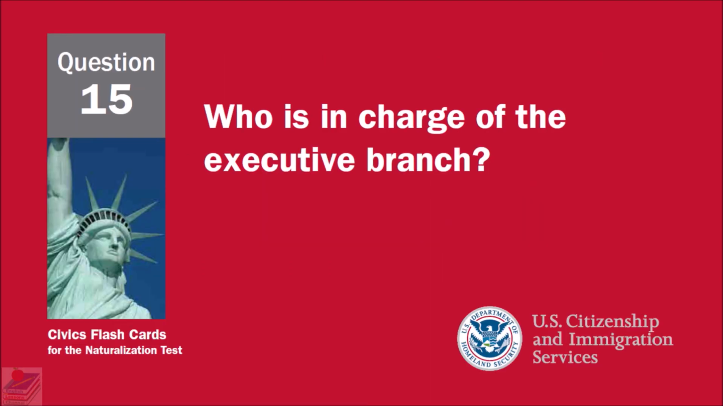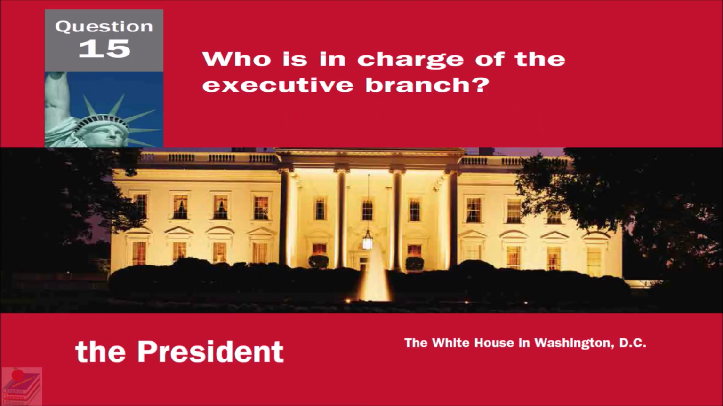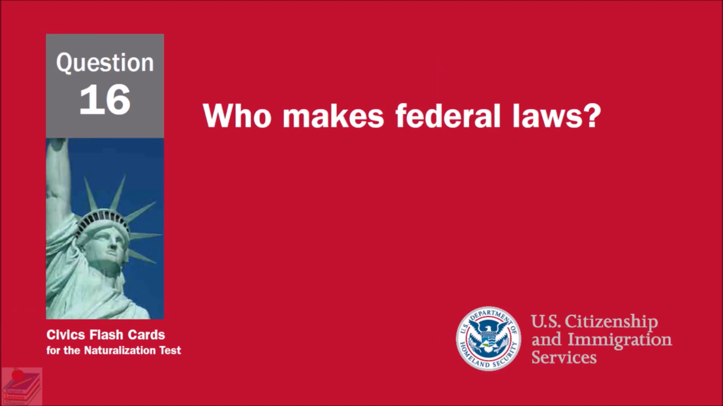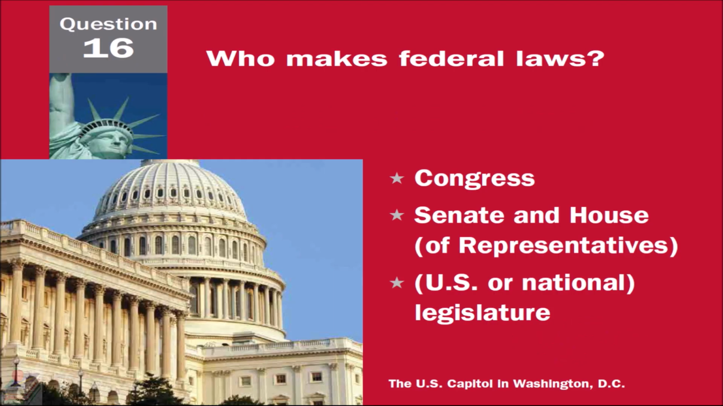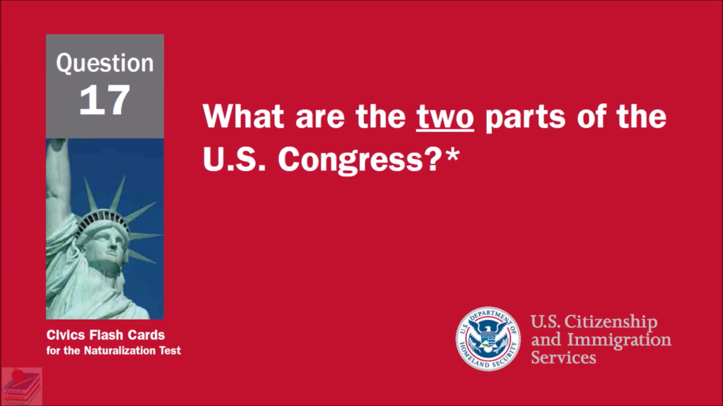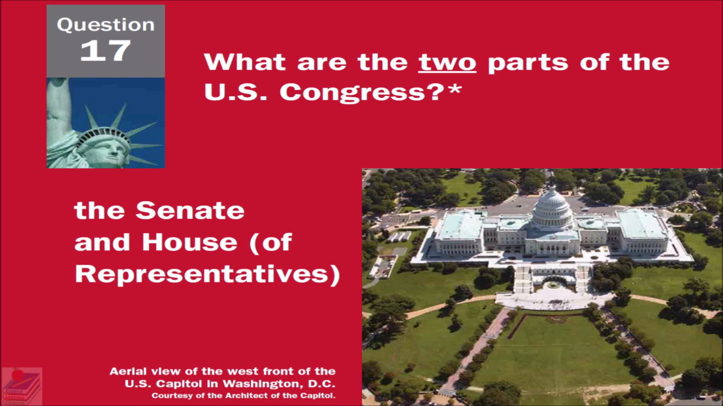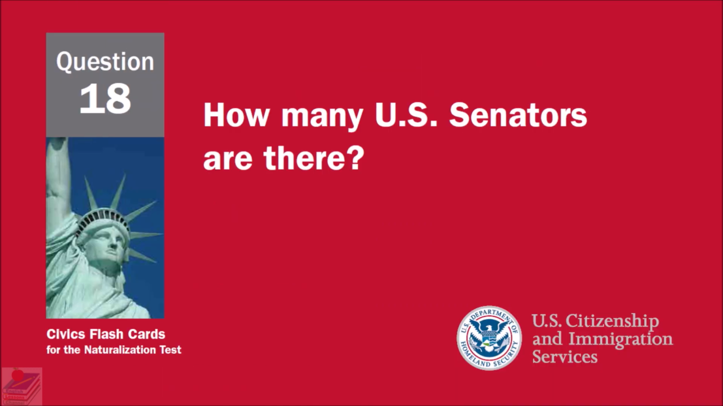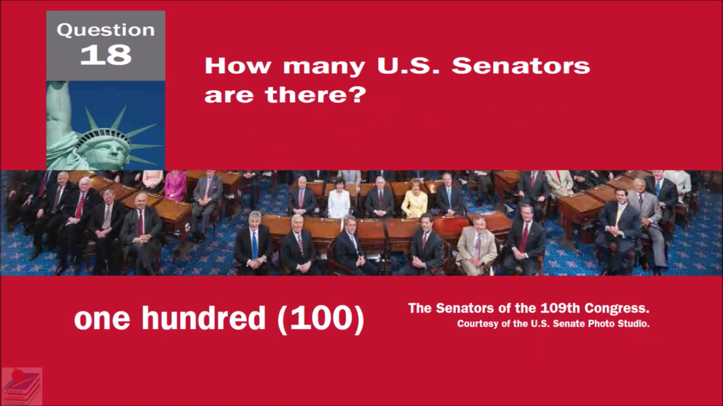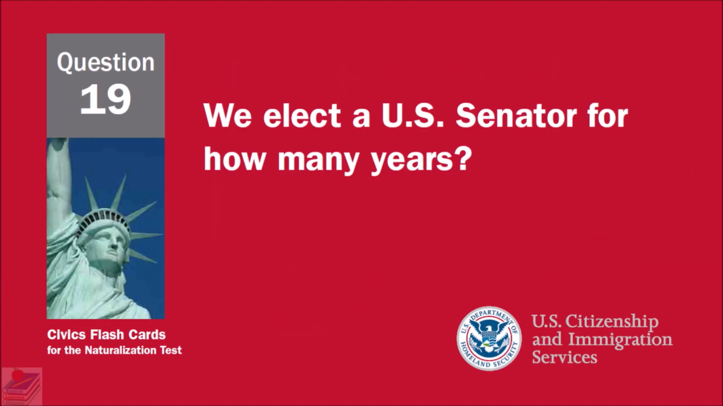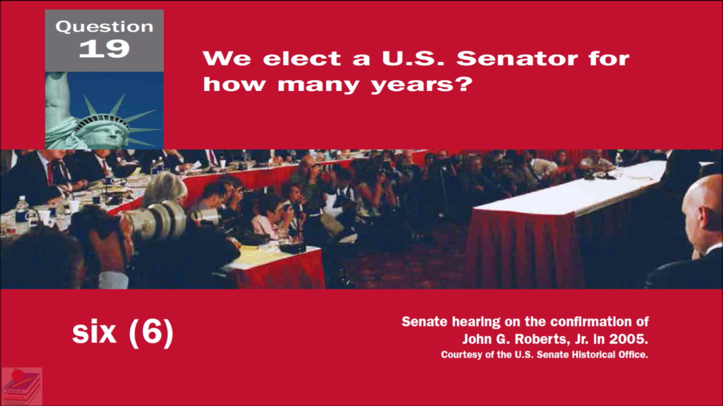Who is in charge of the executive branch? The President. Who makes federal laws? Congress. What are the 2 parts of the U.S. Congress? The Senate and House of Representatives. How many U.S. senators are there? 100. We elect a U.S. senator for how many years? 6.